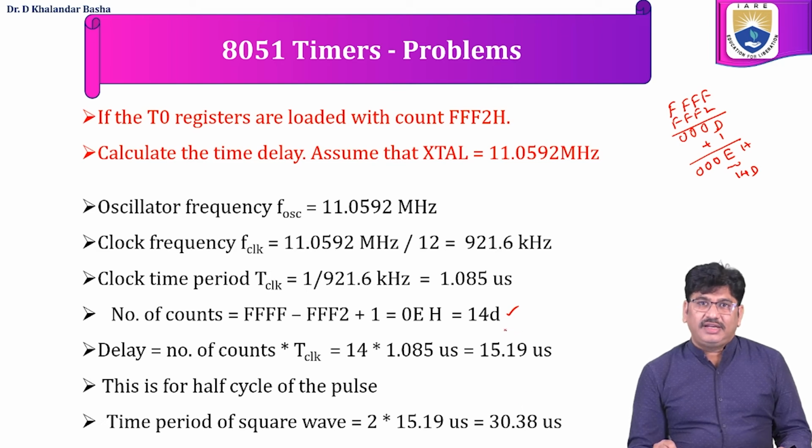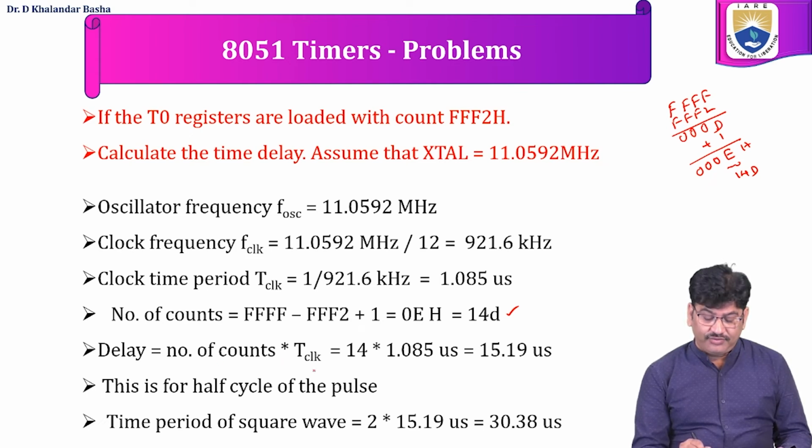So once we have calculated the count, the number of counts multiplied by the time period of the clock pulse will give the delay, which will be 14 into 1.085 microseconds, which gives 15.19 microseconds. So this is the duration for half of the square wave.